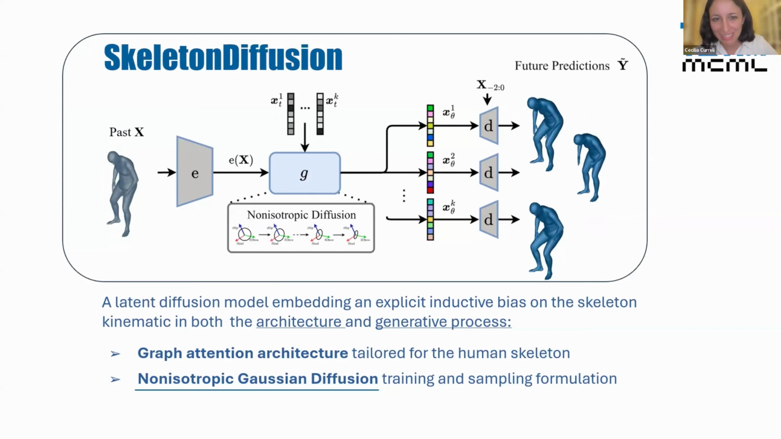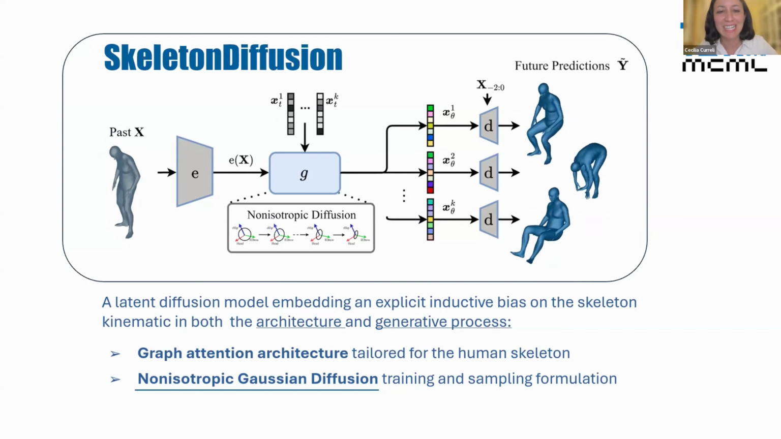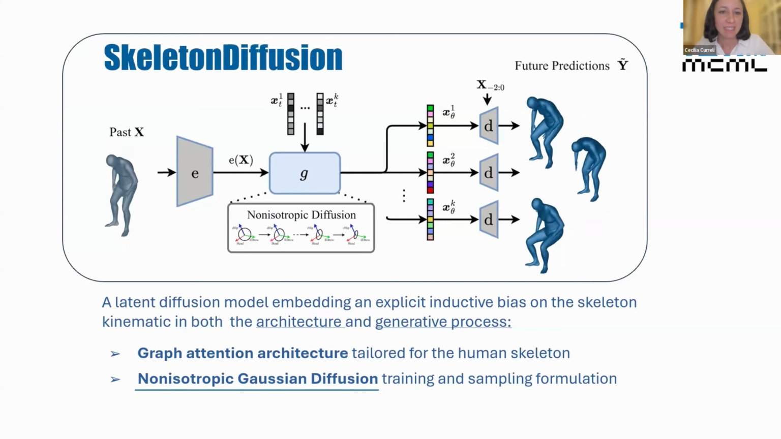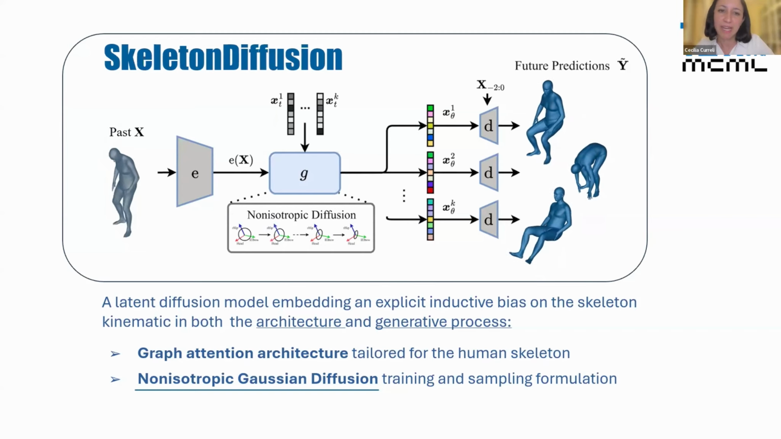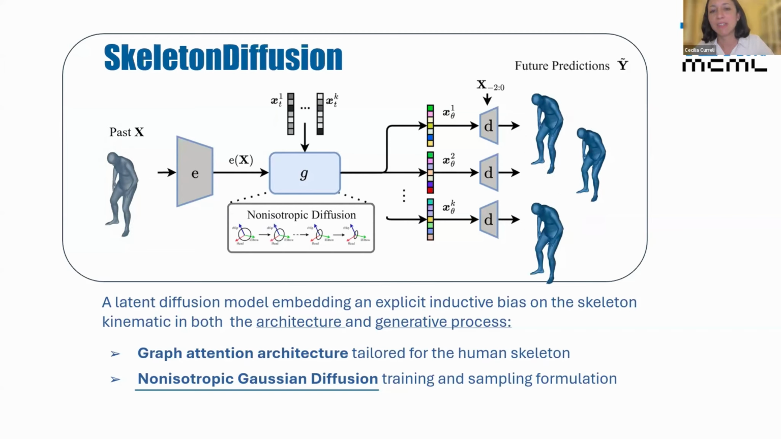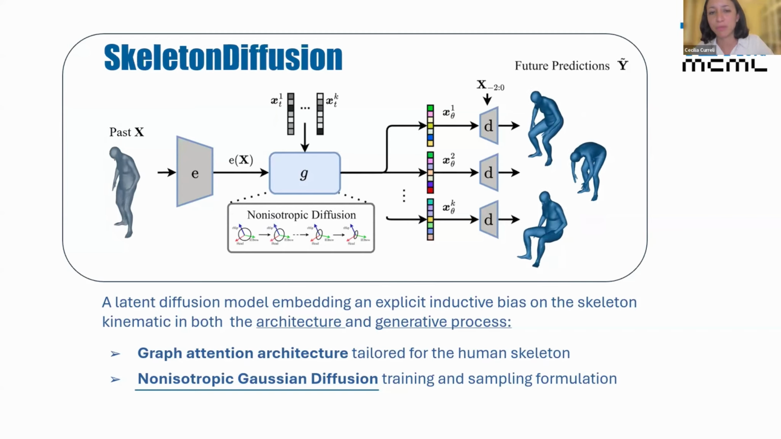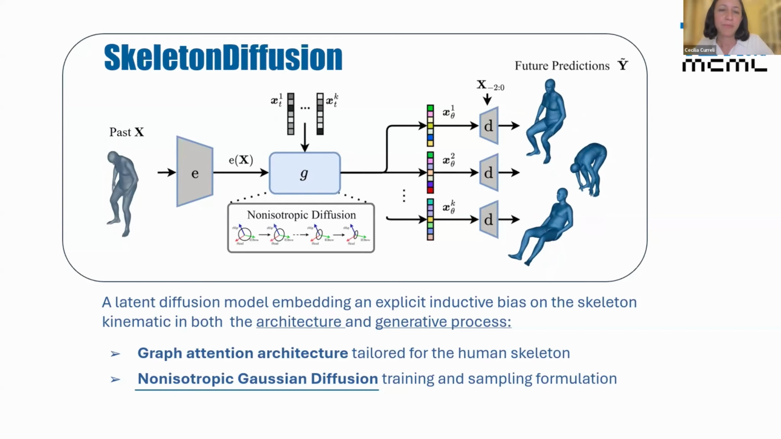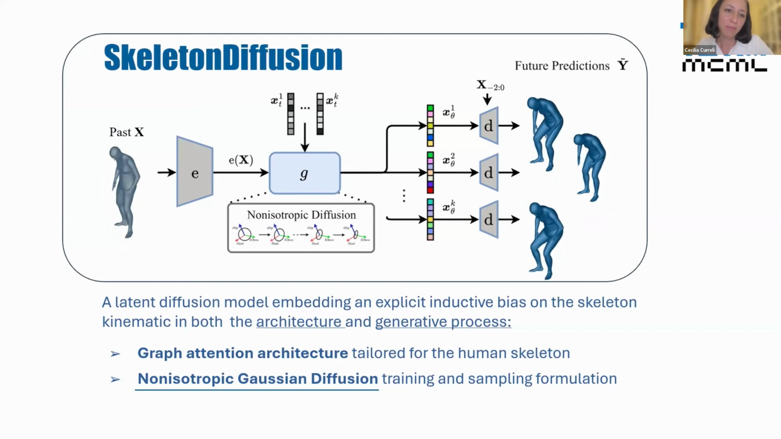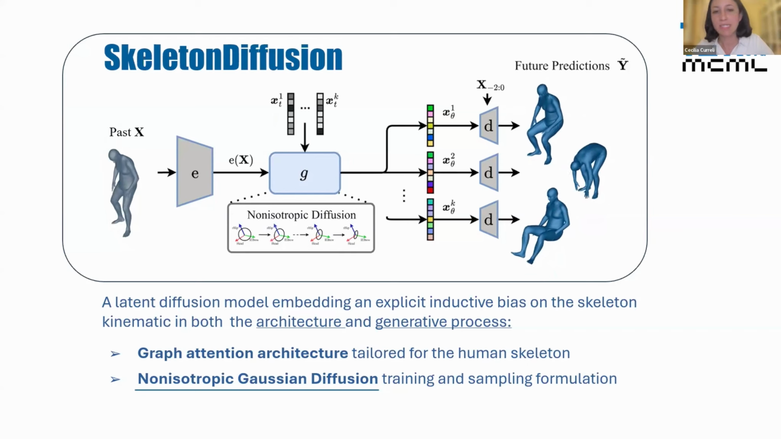So back to skeleton diffusion. You can see it's a latent diffusion model here in the middle. It takes this input of the past, encodes it into a latent space, and then generates possible different futures. How can we achieve realistic and diverse motion with this model? We have a twofold contribution.